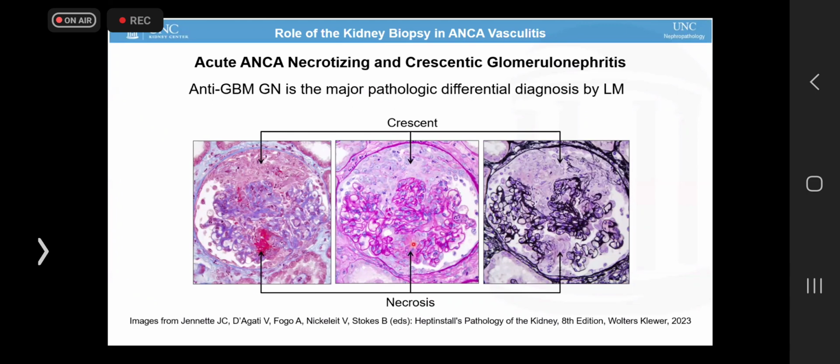The PAS stain demarcates the edge of the tuft nicely, and you can see the crescent. You can also see a zone here of destroyed basement membranes and mesangial matrix indicative of necrosis, and the silver stain has similar capabilities of distinguishing the necrosis and the crescents from the tuft itself.